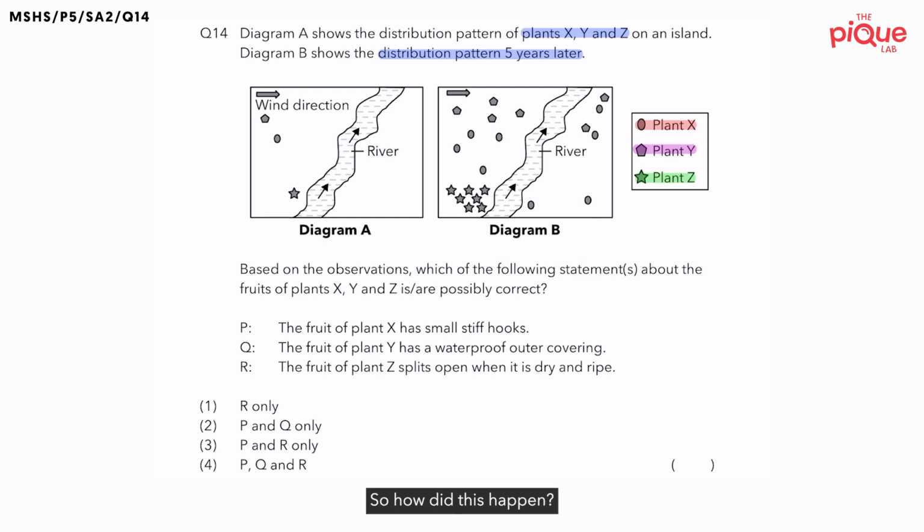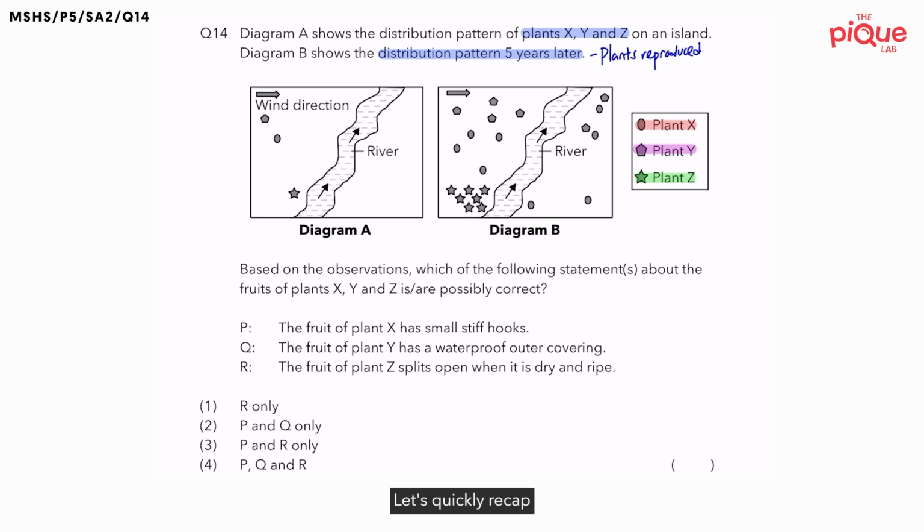So how did this happen? There was an increase in the number of plants, so each type of plant must have reproduced. How do you think plants reproduce? The plants must have bore fruits, and the seeds in the fruits must have been dispersed around the island before the seeds grew into plants.